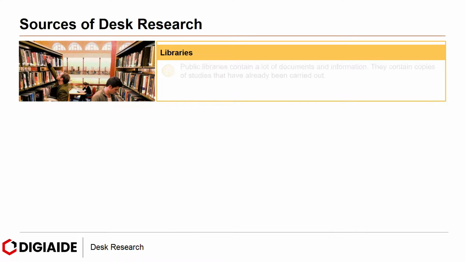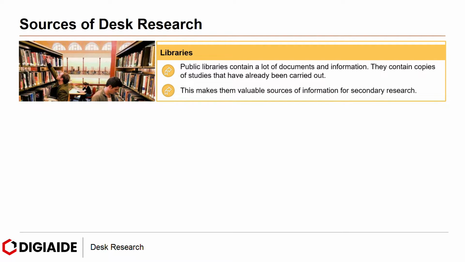Next, libraries. Public libraries contain a lot of documents and information. They contain copies of studies that have already been carried out. This makes them valuable sources of information for secondary research.